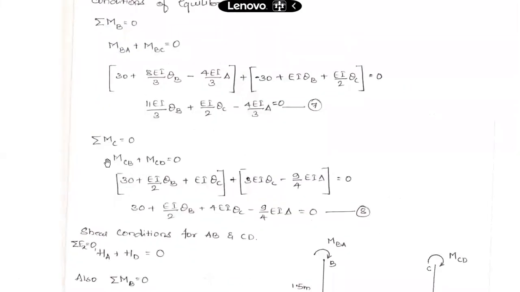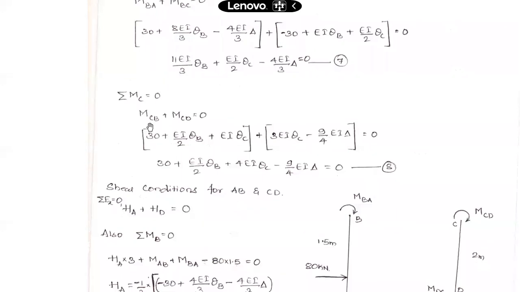Taking that condition, the summation of moment about joint C is equal to 0: MCB plus MCD is equal to 0. I have these equations of MCB and MCD from the 6 slope deflection equations written for each of the members. MCB is 30 plus EI by 2 into theta B plus EI into theta C, and MCD is 3 EI theta C minus 9 by 4 EI delta. I have added these together and equated them to 0, which is what the condition of equilibrium says.